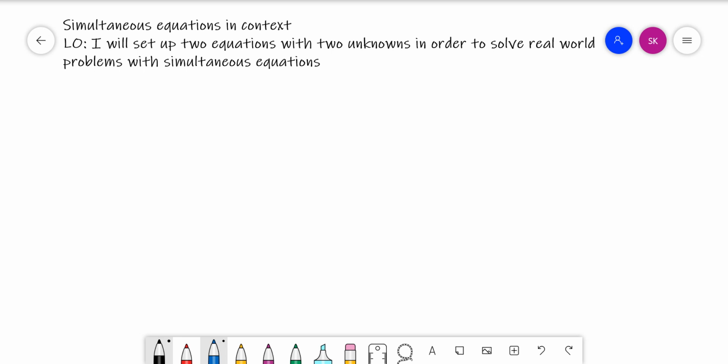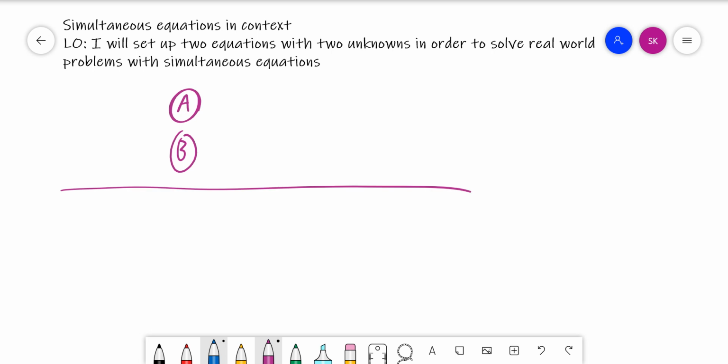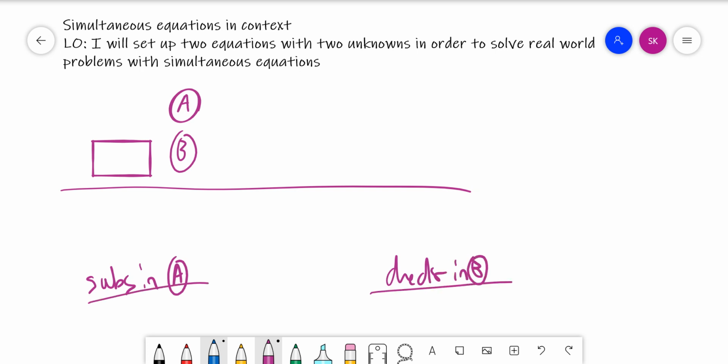Right, now, last week we looked at two equations, two unknowns, simultaneous equations. And we had this whole strategy, which I did in purple, where we had equation A and equation B, and we had to either add or subtract in order to eliminate one of the x's or the y's. And then, if we subs in A, we checks in B. And if we subs in B, we checks in A. This was our strategy for solving simultaneous equations.